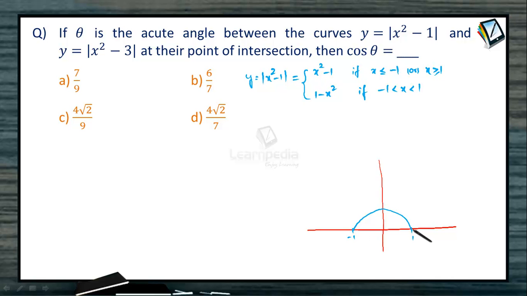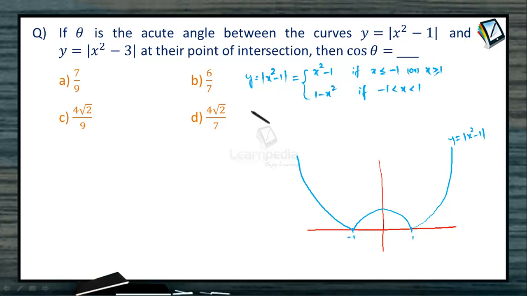Now, when x is more than 1 or when x is less than minus 1, the graph is y equal to x squared minus 1. So it's a parabola which opens upwards. So this will be the graph of y equal to mod of x squared minus 1.